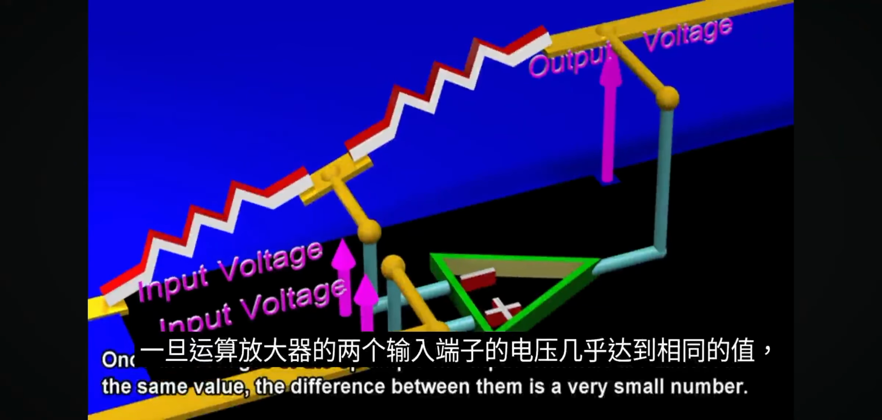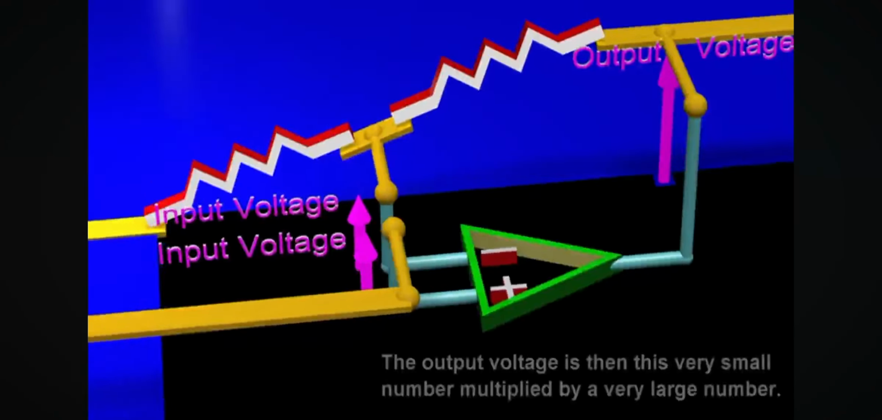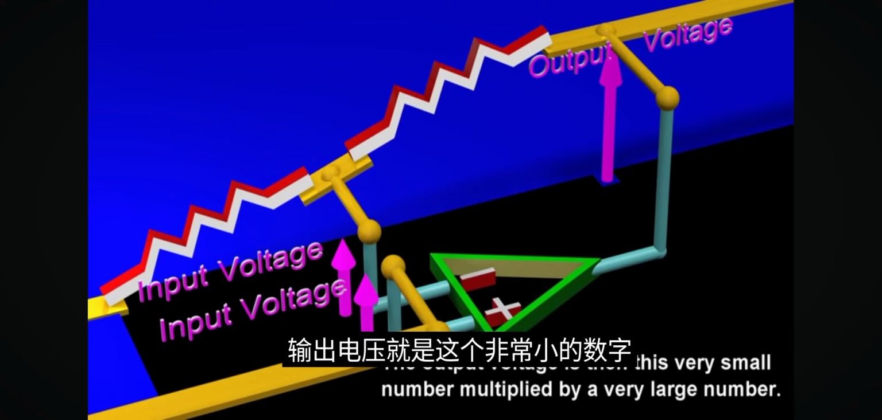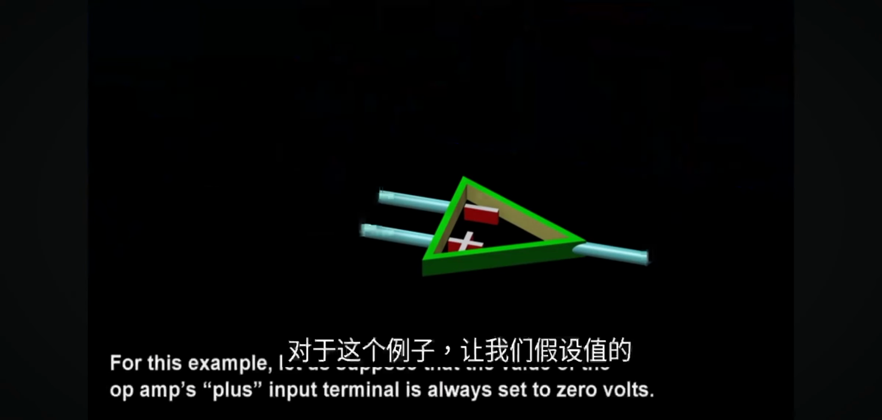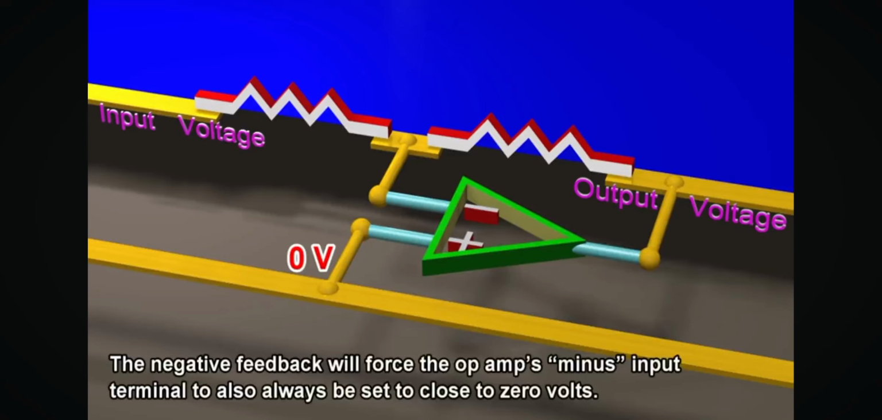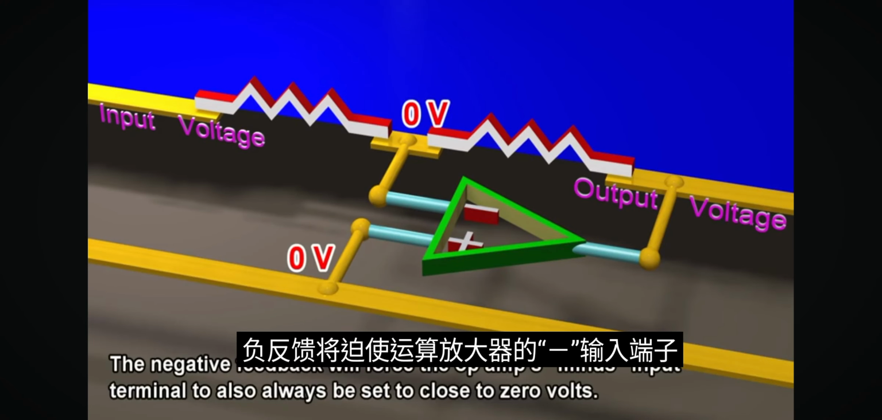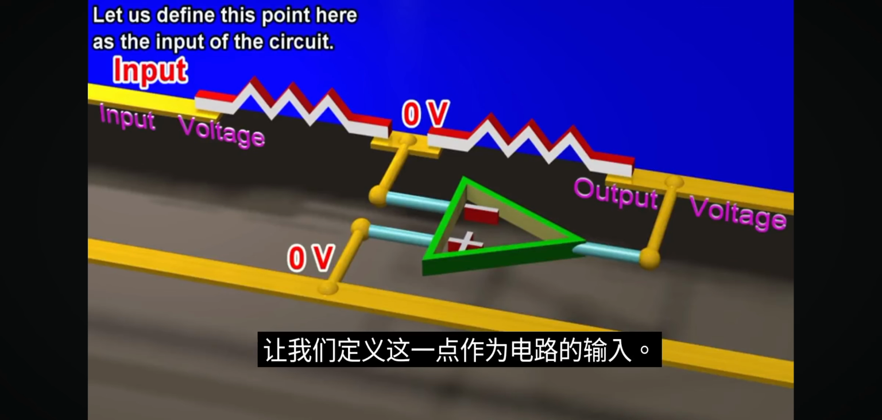Once the voltages of the op-amp's two input terminals are almost at the same value, the difference between them is a very small number. The output voltage is then this very small number multiplied by a very large number. For this example, let's suppose that the value of the op-amp's plus input terminal is always set to 0 volts. The negative feedback will force the op-amp's minus input terminal to also always be set to close to 0 volts. Let's define this point here as the input of the circuit.